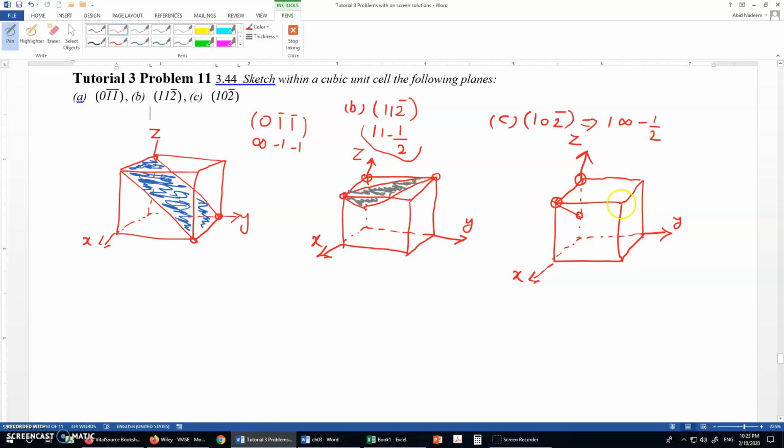Okay, and the other point will be here, because this is the corresponding point. So you can join this point. So in this way we can get this plane. So this will be the 1, 0, 2 bar plane.